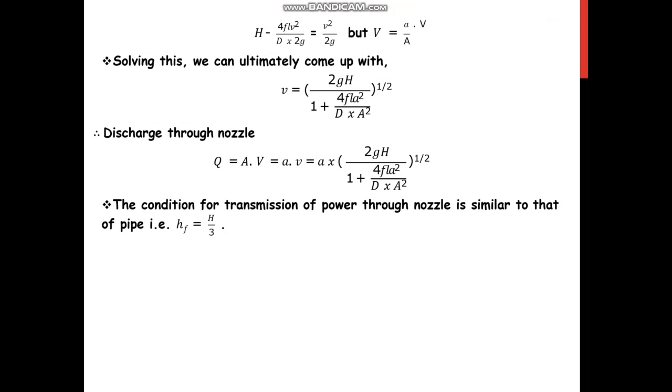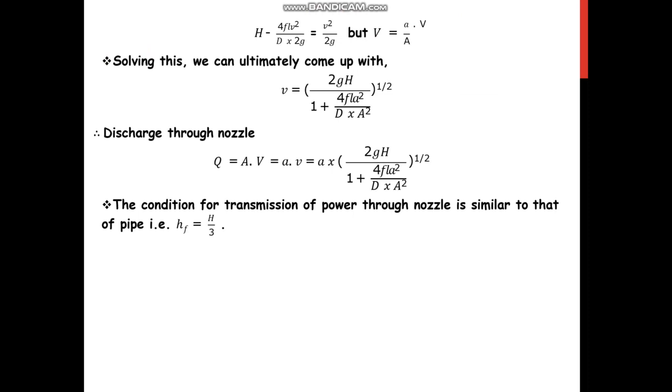Substituting the value of hf, that is 4fLV²/2gD, we get H minus 4fLV²/2gD = v²/2g. But we know that capital V = (a/A) × v. Substituting this value, we get v = √(2gH) divided by √(1 + (4fL/D) × (a²/A²)).